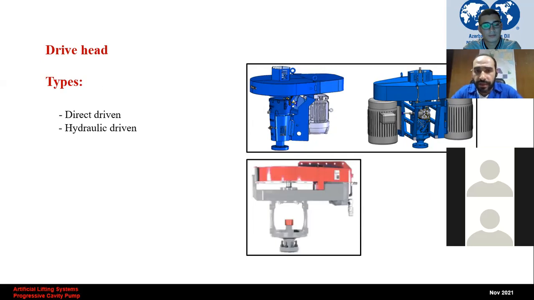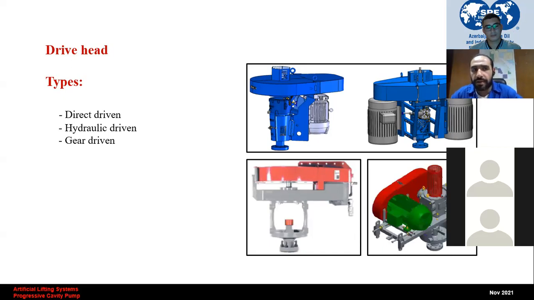The next type is the hydraulic driven. The hydraulic driven types utilize a hydraulic motor. This hydraulic motor and the hydraulic pump are connected through this hose to rotate the hydraulic motor, and the rotary motion is transmitted from this motor to the polished rod through a set of gears or pivots. The last type is the gear driven. Those utilize a kind of gearbox to transmit the rotary motion from the motor to the polished rod.